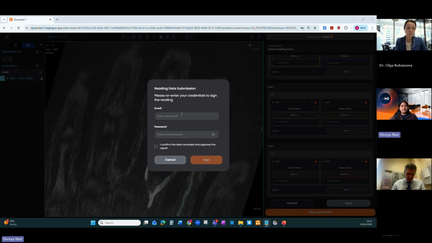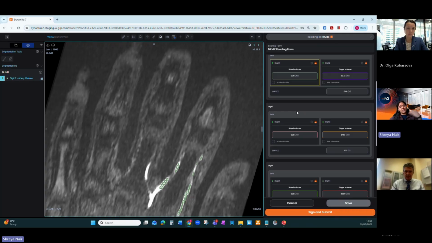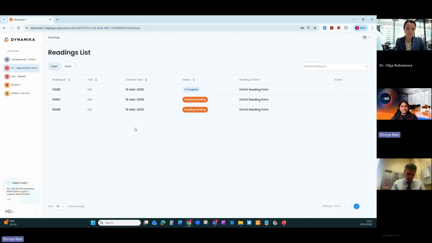The reader who's performing the reading will have to re-enter their credentials, and they can sign it. I think I'm missing certain segmentations here, but the idea is after it has been submitted, we will then get a report back for the project manager to look at. So that's basically the reading part for Davix. I think I can move on and, if we have some time remaining, show how the study configuration and uploads also look.